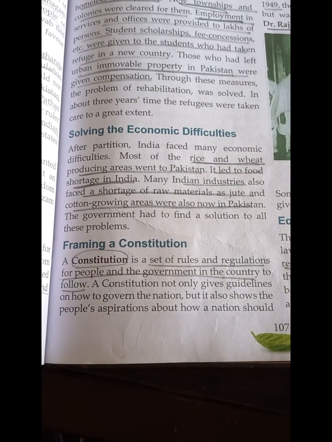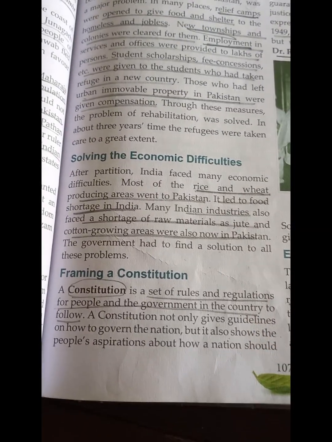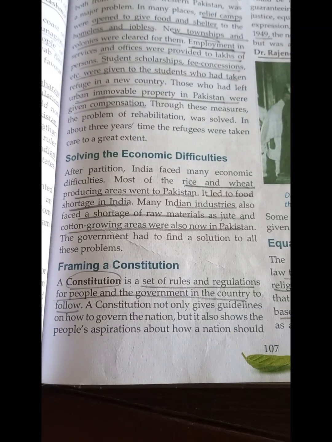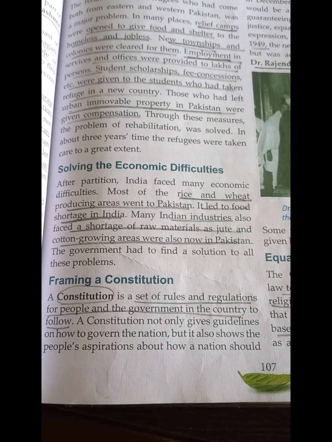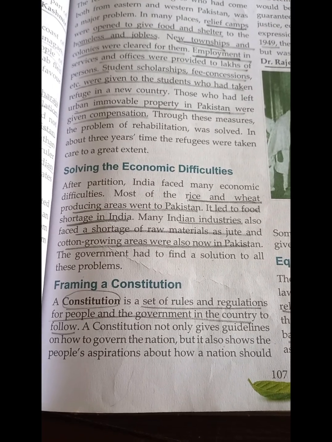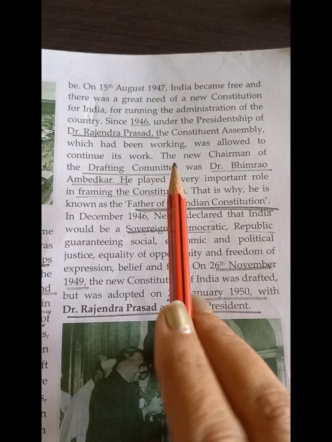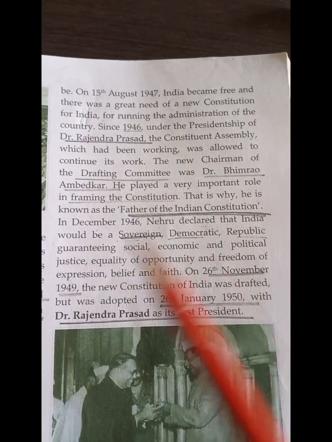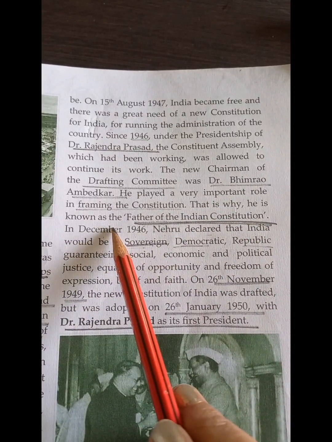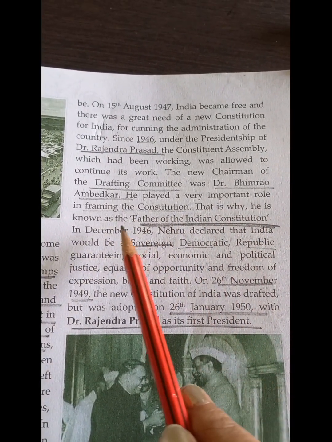Framing a constitution. In the previous chapter, we read about the Constituent Assembly that was formed to make the Constitution of India. What is a constitution? A constitution is a set of rules and regulations for people and the government in the country to follow and abide by. The Constituent Assembly that was formed was under Dr. Rajendra Prasad, and under his leadership the Constitution of India was formed. The chairman of the drafting committee was Dr. Bhimrao Ambedkar. He played a major role in framing the constitution.